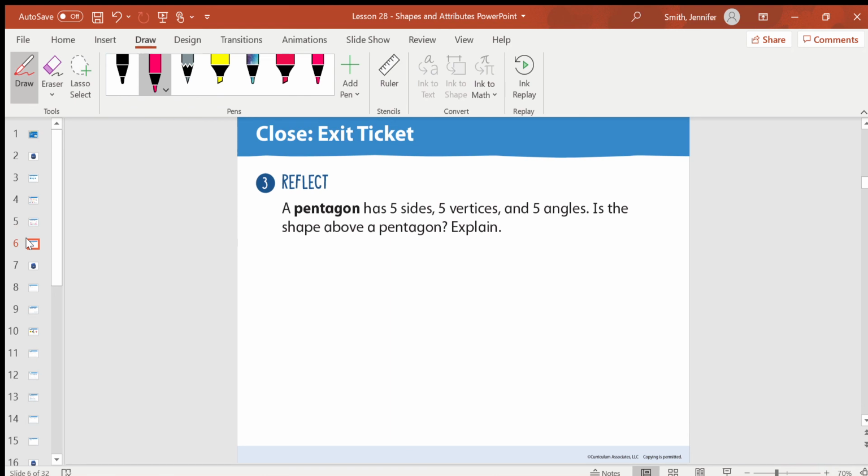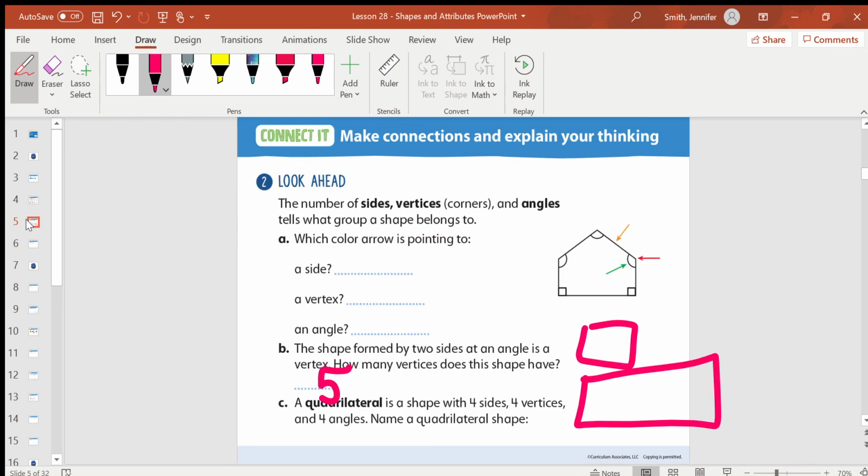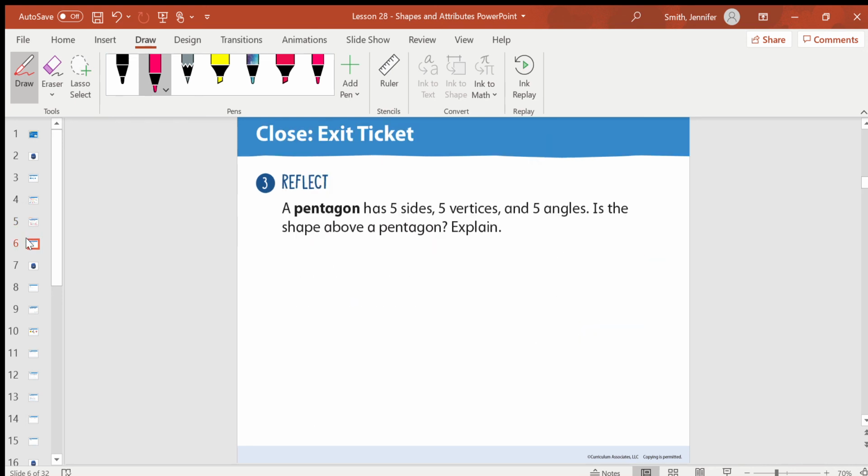A pentagon has 5 sides, 5 vertices, and 5 angles. It's asking you if the shape on the previous slide is a pentagon. Is this shape a pentagon? Write down on a piece of paper to explain why or why not the shape is a pentagon. Make sure you send it to your teacher.